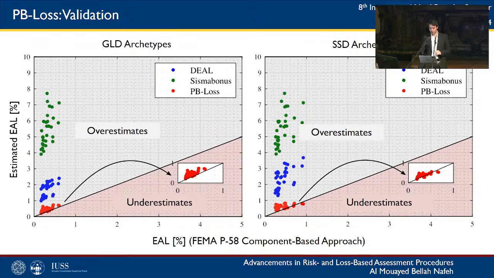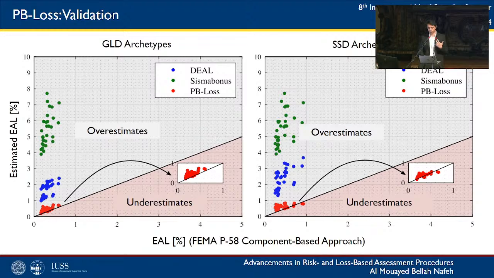Finally, we present the results of the end-to-end application of the proposed PB loss approach that is carried out on a set of 70 archetypes split between GLDs and SSDs. The results are compared to other scientific methods, such as DEAL, which was proposed by Cardone et al., and the existing Italian guidelines for risk classification adopted in parallel with the SISMA bonus. This is done in comparison with the outcomes of the FEMA P58 component-based approach, which integrates the results of extensive nonlinear time history analysis in software called PAC, and we've considered these to be the benchmarks for our validations.